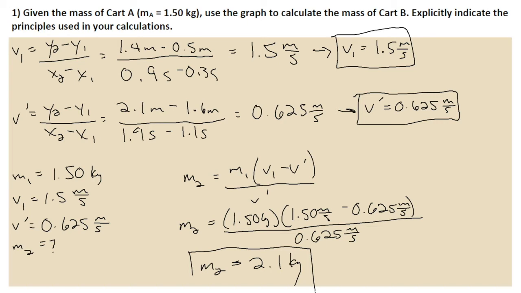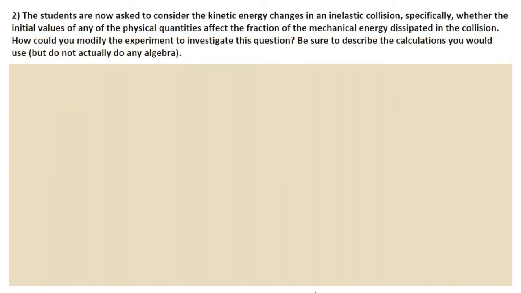Moving on to part 2 of this worksheet here. Part 2 of this worksheet asks an interesting question. It says the students are now asked to consider the kinetic energy changes in an elastic collision, specifically whether the initial values of the physical quantities affect the fraction of the mechanical energy dissipated in the collision. How could you modify the experiment to investigate this question? Be sure to describe the calculations you would use, but do not actually do any algebra.